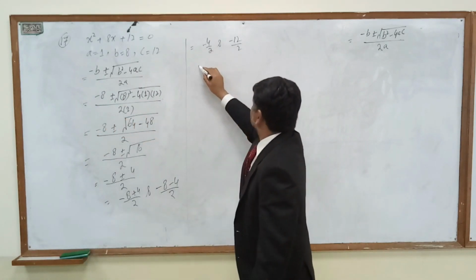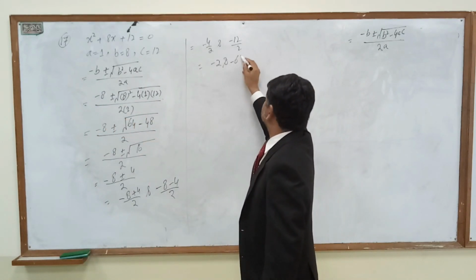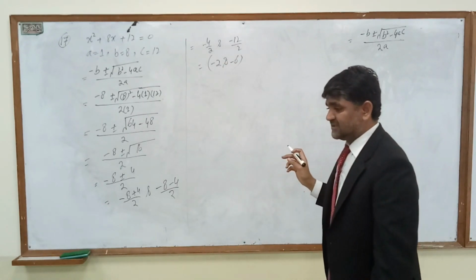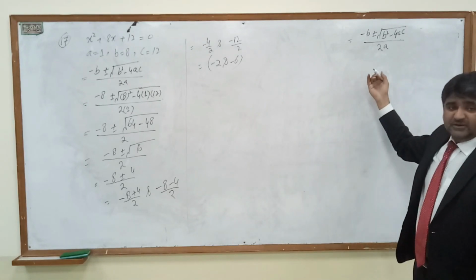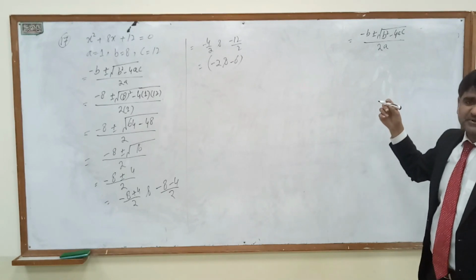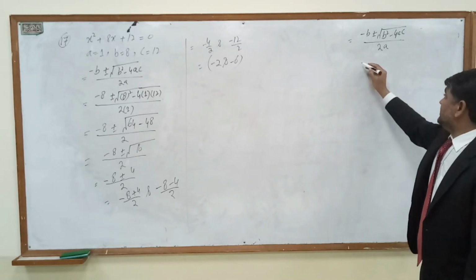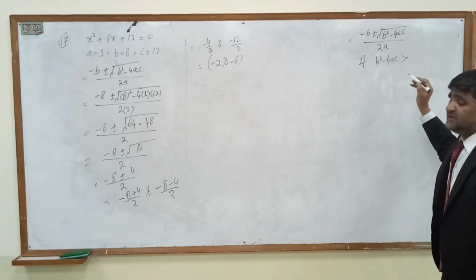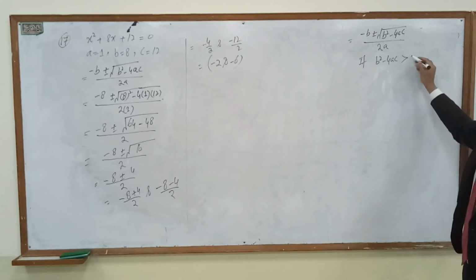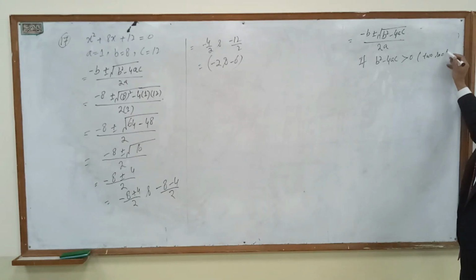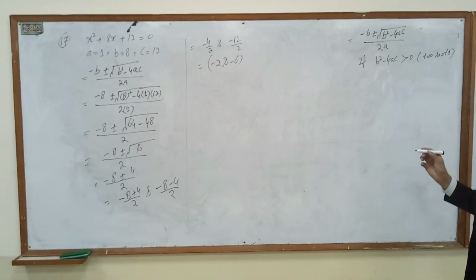So minus 2 and minus 6 are the roots of the equation. Remember, there is a concept of when we can get two roots, when we can get one root or no root while using the quadratic formula. If b squared minus 4ac is a positive value, meaning greater than 0, there will be two roots. We will get two roots.